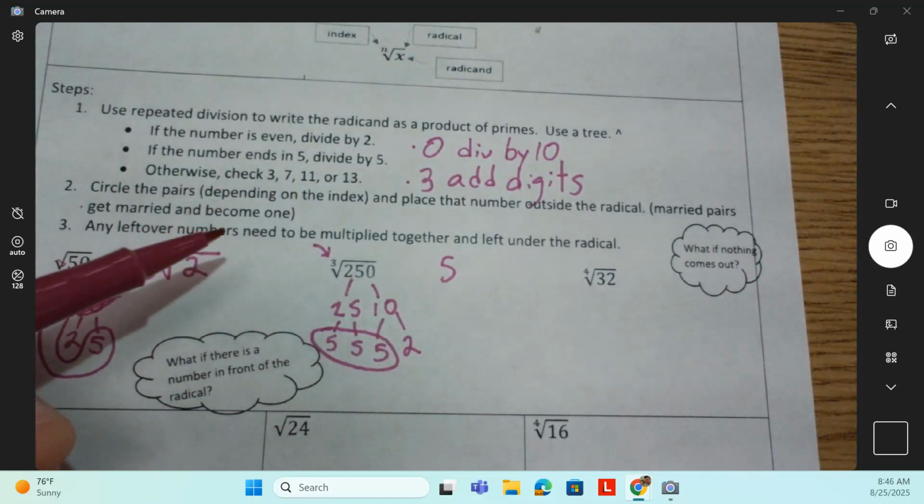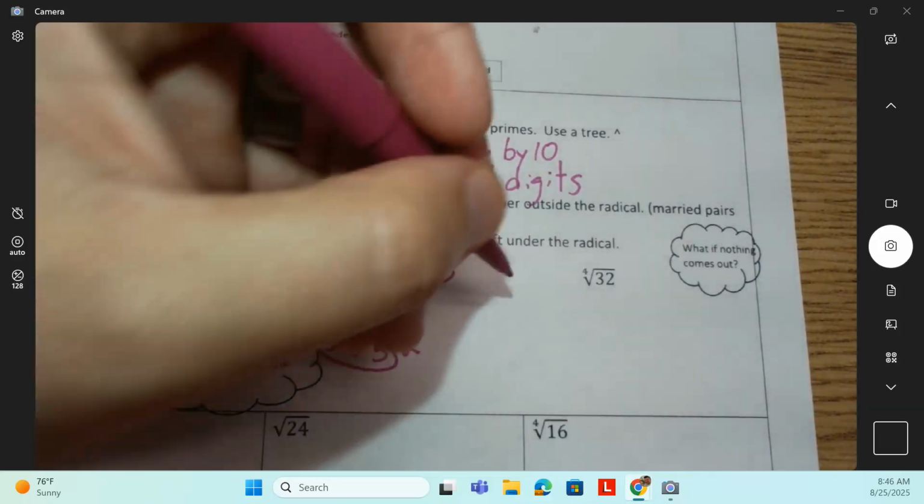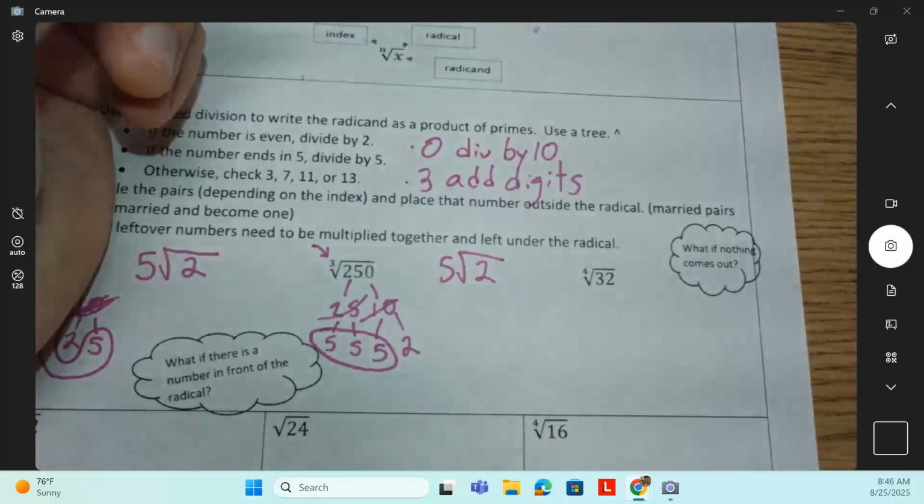And this 2 didn't have a pair. Remember, we split up the 10 and the 25. So since that 2 doesn't have a pair, we will put it back inside the house.